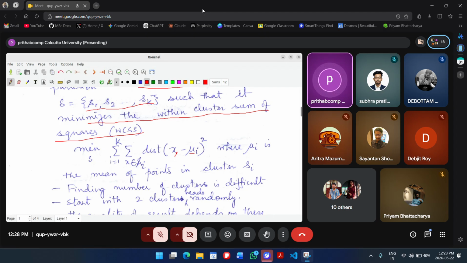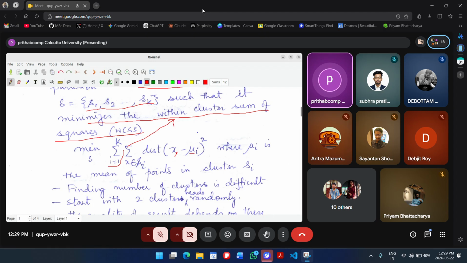So here I need to use a double summation because x belongs to this cluster i. That means it is the within cluster sum. This sum corresponds to the within cluster sum of squares from the cluster mean point, and then over all clusters you sum them. That's why you have a double summation.